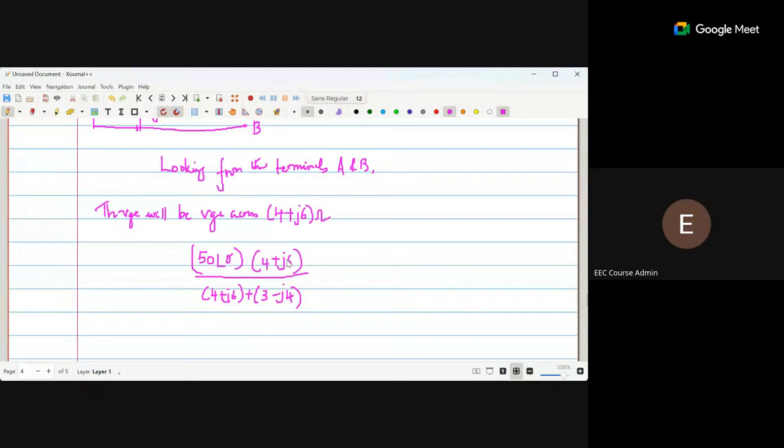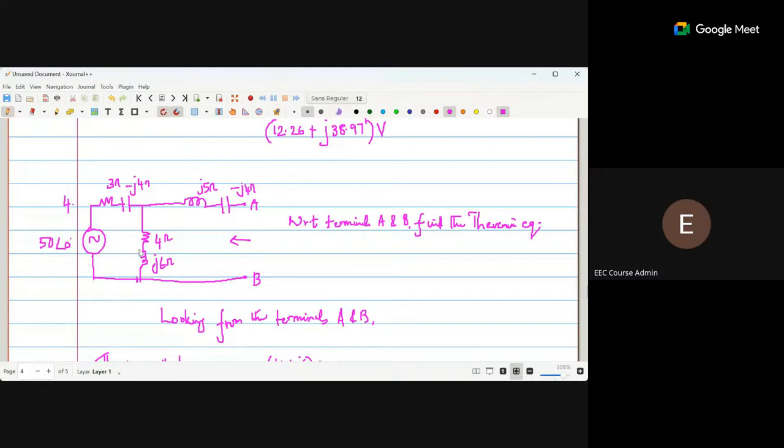Here, this is the circuit. Correct? So you have this in series, and we need the voltage across this 4 plus J6. So that will be 50 angle 0 into this impedance divided by the total impedance. You have two resistors in series, with an applied voltage across that series network. You are trying to calculate the voltage across one of the series elements. Then that voltage will be equal to the total applied voltage into the resistance across which you are calculating the voltage, divided by the sum of those resistances. This was the case, the series resistive network we have already seen in the previous term.